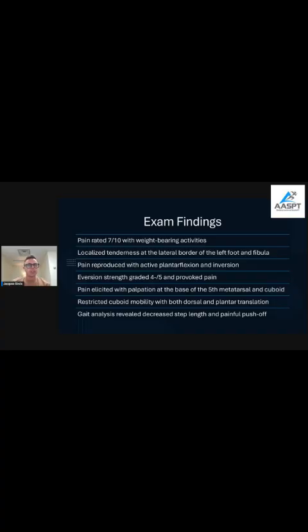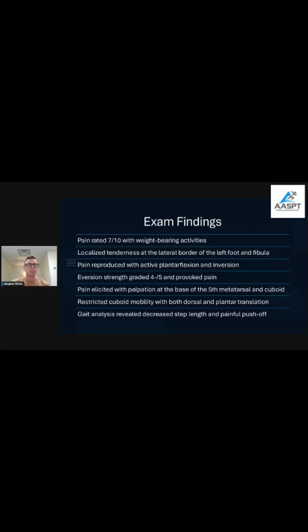So when he came and self-evaluated with physical therapy, the exam findings were that the patient had pain rated at 7 out of 10 with weight-bearing activities. They had localized tenderness at the lateral border of the left foot and fibula, and their pain was also reproduced with active plantar flexion and inversion. Eversion strength was fairly decent, 4- out of 5, but not great, and provoked pain at the same time.